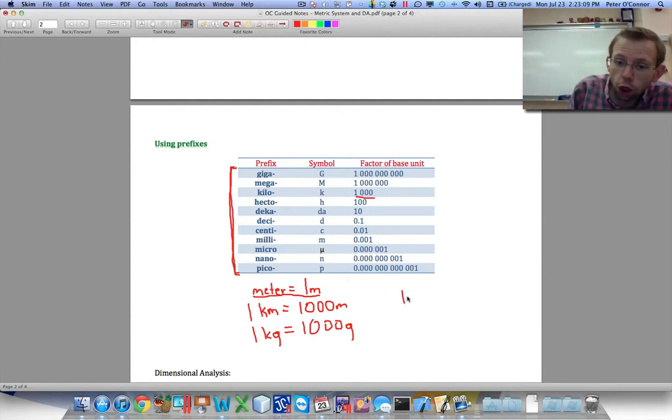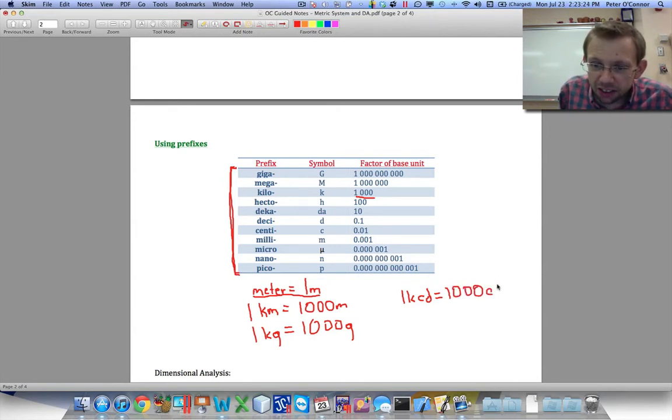Let's say I had 1 kilo candela. A kilo candela equals, I don't know what a candela is. Oh, but wait, it's a kilo. So it's 1,000 candelas. It is freaking sweet, man. I'm telling you. Oh, yeah. Metric system, prefixes, awesome. Awesome.